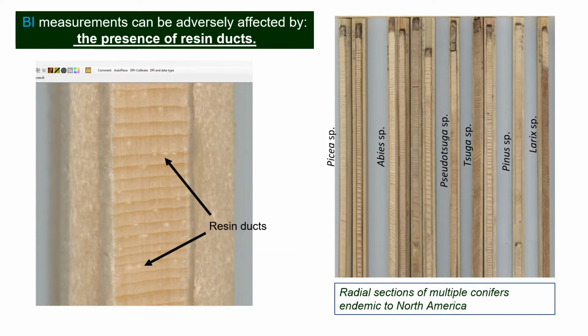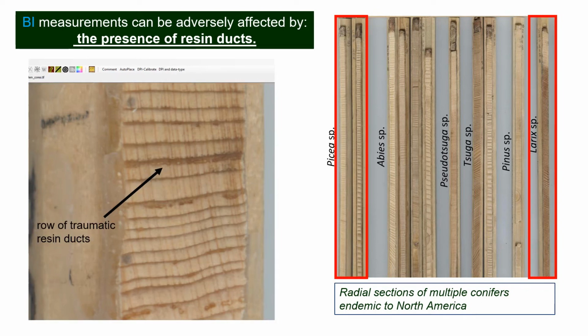I was also interested in tackling issues related to imperfections in the wood, such as the presence of resin ducts, and whether these were true resin ducts, such as those commonly seen in the genus Pinus, or rows of traumatic resin ducts, such as those commonly seen in the Picea or Larix genera. Now, ultimately, the presence of resin ducts did adversely affect the BI data, but because resin ducts could not be chemically extracted like the resin content itself that you saw in the previous slide, they had to be dealt with using the ring delineation software Recorder.